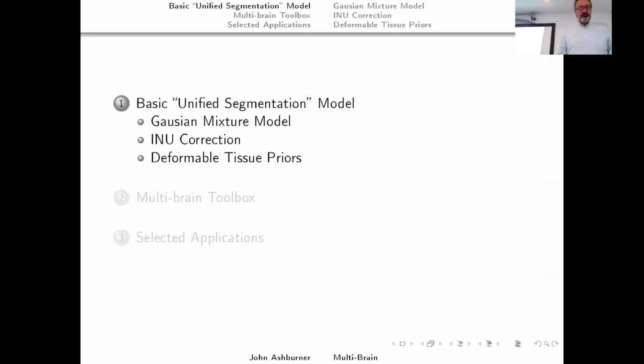Okay, so I'm going to be talking about the Multi-Brain Toolbox, which has been in SPM for a little while now, but I haven't done a talk about it, so it was time. Plus, what I originally proposed wasn't quite working as planned.